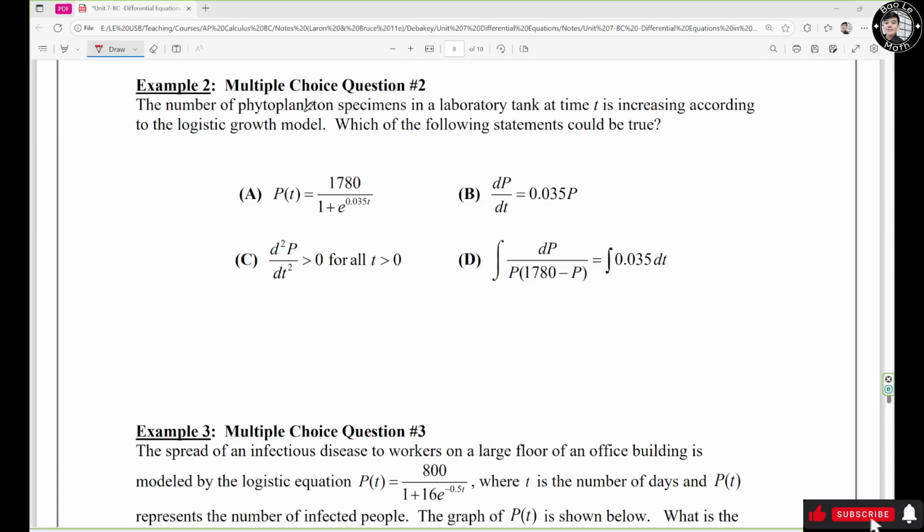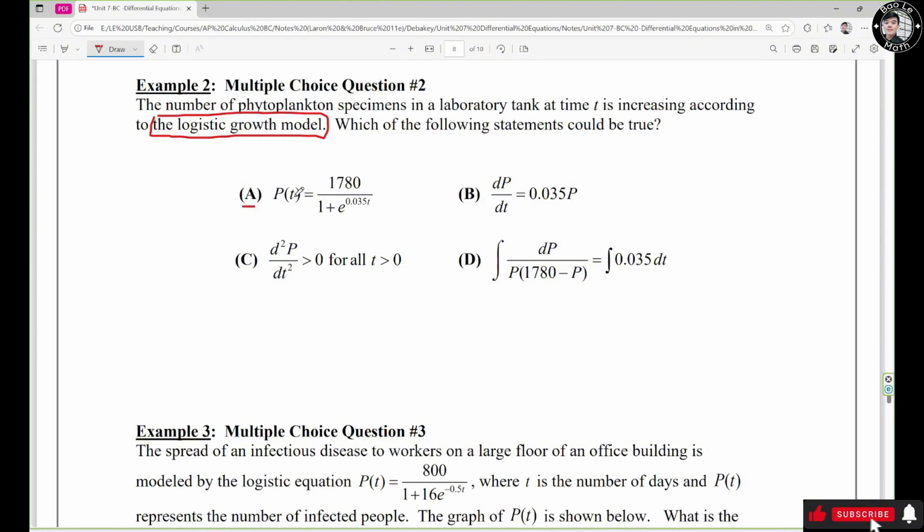The number of phytoplankton specimens in a laboratory setting at time t is increasing according to the logistic growth model. Which of the following statements could be true? Alright, so we need to identify the keyword. The keyword says the logistic growth model. Alright, so we're going to explore every single choice right here.